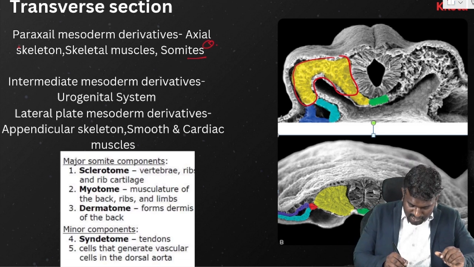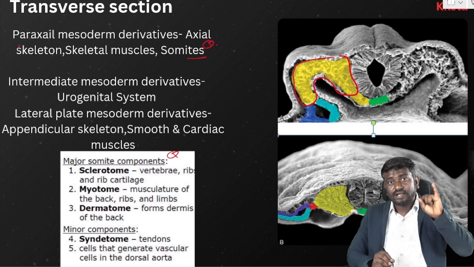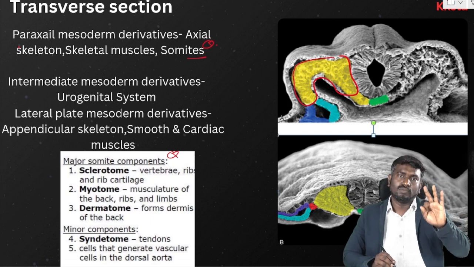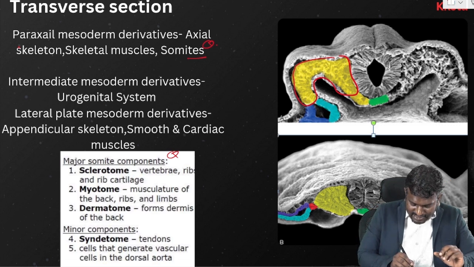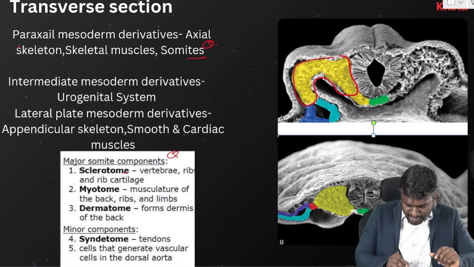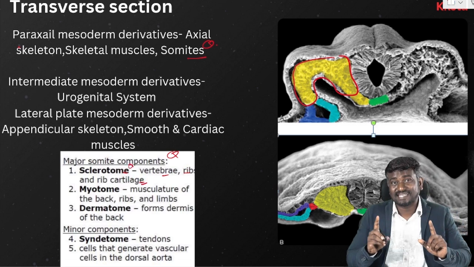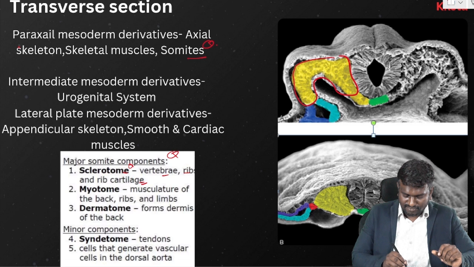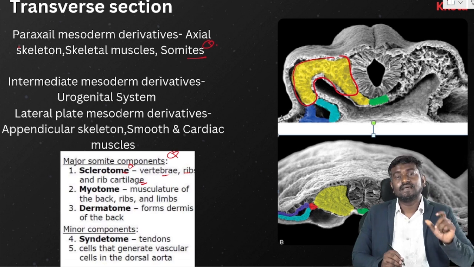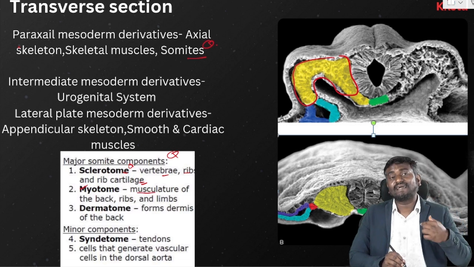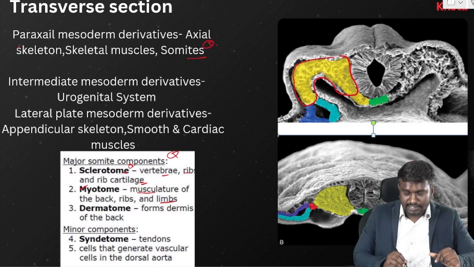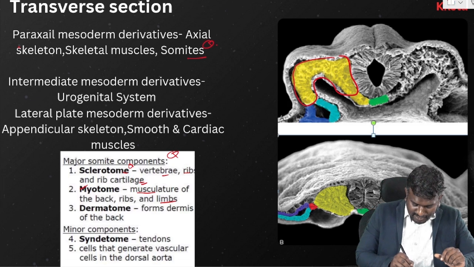In somites, remember the major components are going to be sclerotome, myotome, and dermatome. Once again, sclerotome, myotome, and dermatome. Yes, the sclerotome forms the vertebrae, ribs, and the rib cartilage. These are all questions. Please study well. Sclerotome forms the vertebrae, ribs, and the rib cartilage. Myotome, as the name suggests, is going to be the musculature of the back, ribs, and the limbs. Very good. Next, dermatome forms the dermis of the back.